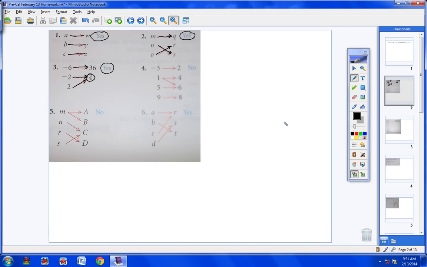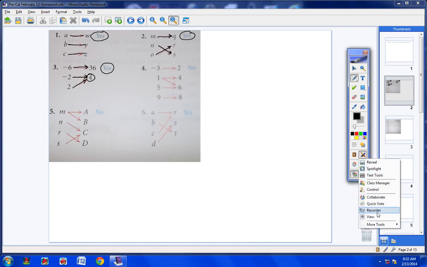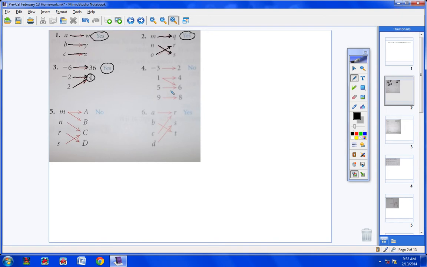Let's take a look now at number 4. 3 has one output, but look right here, 1 has two outputs, and that's why the answer is no. Look at number 5. Right away it fails. M has two outputs, and it only has to happen once, students, for the relationship or the correspondence to not be a function, and that's why the answer is no.